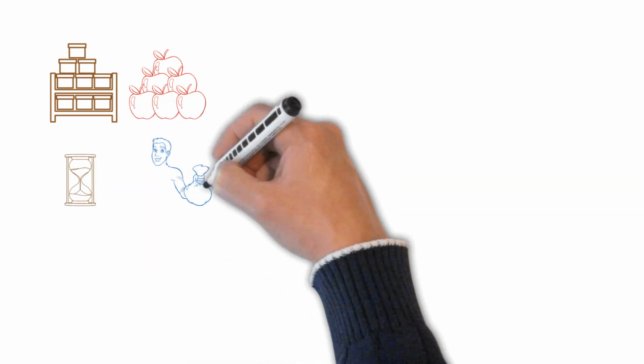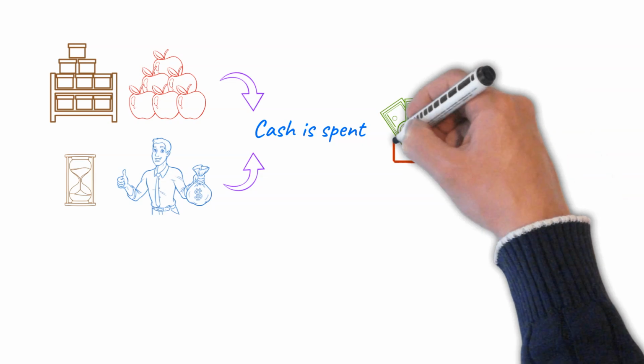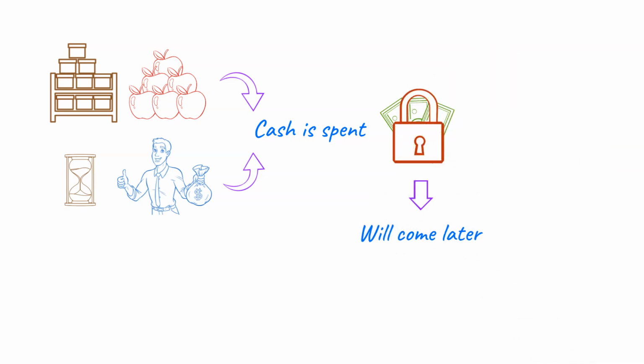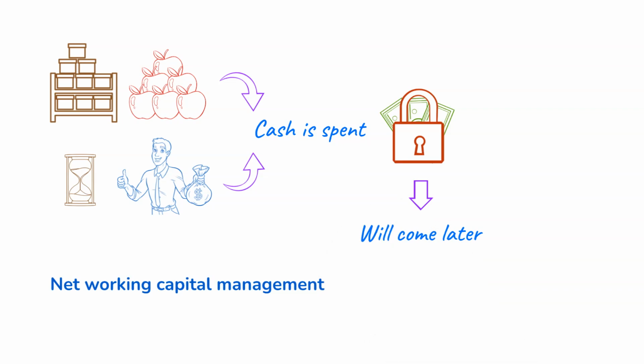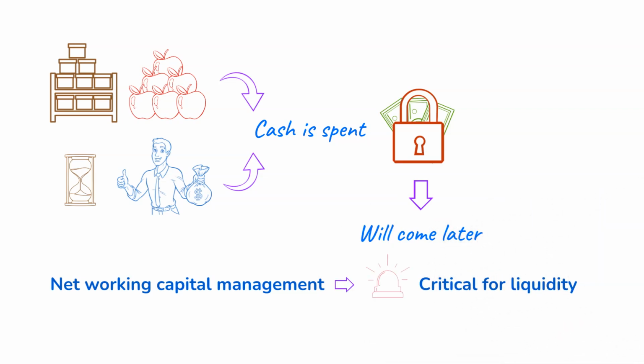Accumulating inventory and waiting for your customers to pay means you have already spent some cash, and it will take time until you can get it back from your customers. Effectively, that's what we mean saying that working capital ties up cash. You have to fund it. Cash will come, but later. And managing this ongoing net working capital funding requirement can become critical, often leading to bankruptcies if not done properly.